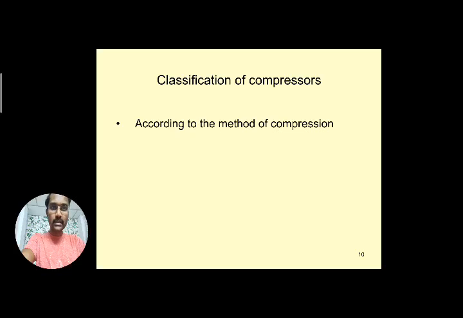The first factor you can consider is the method of compression. So how it is compressing. Depending on that method, they are divided into reciprocating compressors and rotary compressors. In rotary, by rotational motion of particular blades the compression is happening, and in reciprocating it is the movement of a piston in a cylinder. The method of compression is different in these two cases.